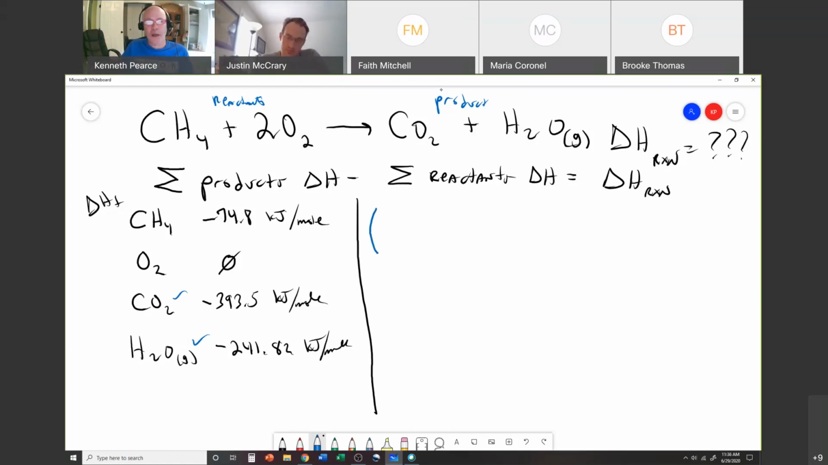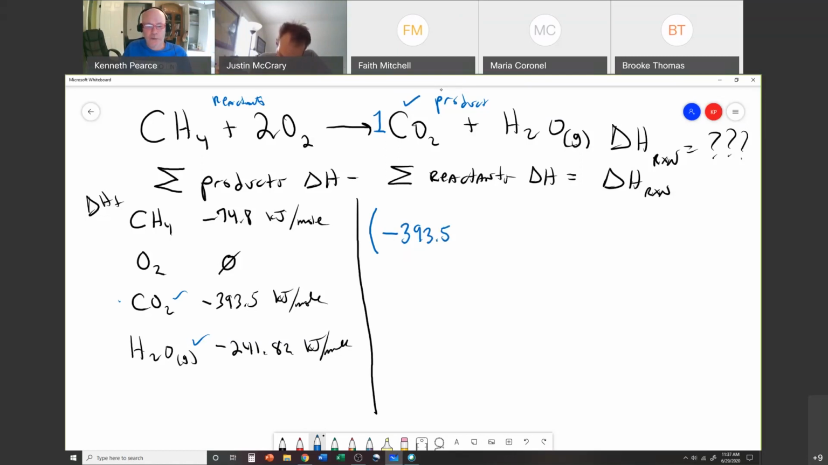And I say, you know what? I have CO2 and I have one of those. Sorry, I'm doing products minus, yes, it's products minus reactants. I see 1 CO2 for my products. And so there's 1 CO2 down here. So I say minus 393.5. Now I'm going to leave off the kilojoules. I'm just going to leave it off because it's all understood to be kilojoules. So I'm just putting the numbers down. So it's 393.5. That's for the CO2.